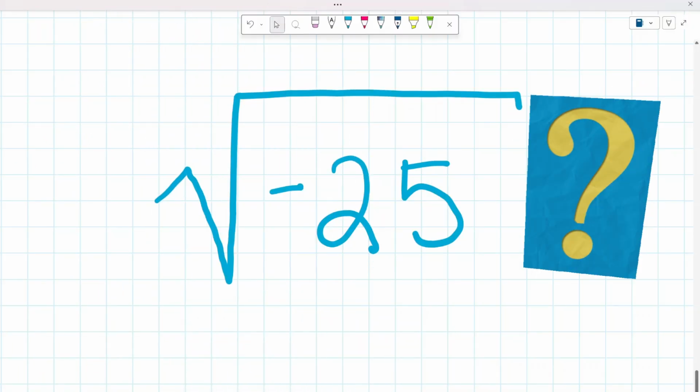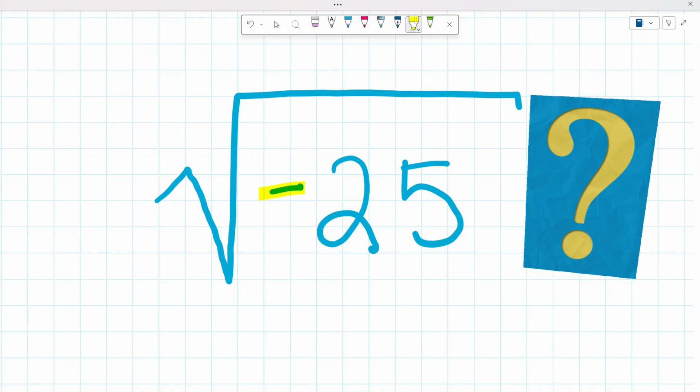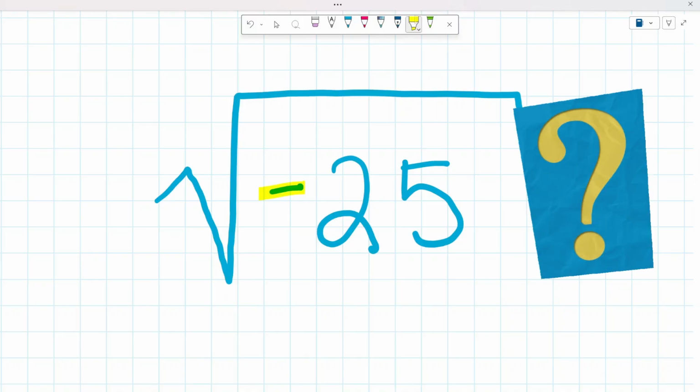Okay, so let's look at this example right over here. We have the square root of minus 25. Initially, you might be thinking, okay, is this undefined? Does this not exist? However, if we open up our minds to the possibility of the realm of complex numbers, we see that we can actually find a solution to this really neat problem.